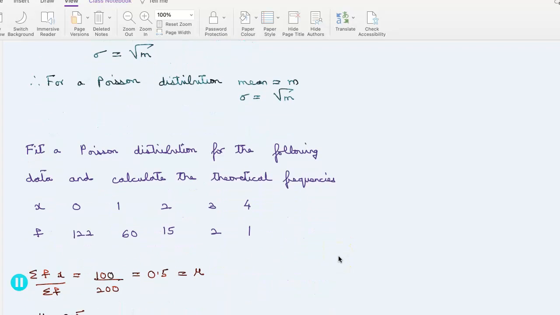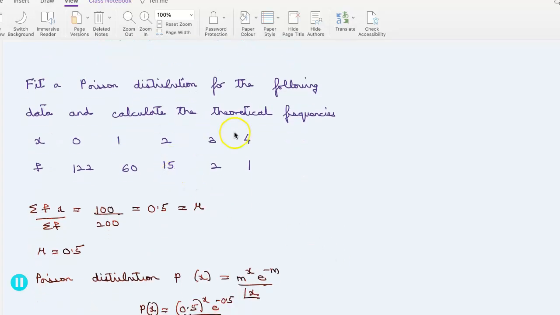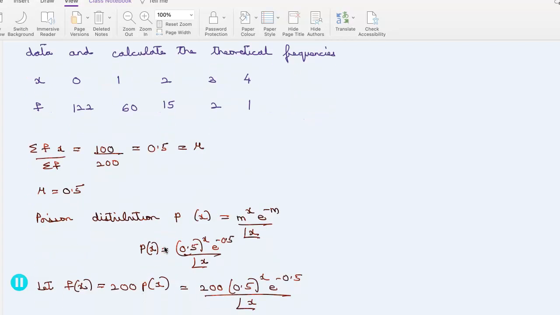Coming to problems, fit a Poisson distribution for the following data and calculate the theoretical frequencies. So you have x and f. So summation fx by summation f, if you calculate and multiply, you get summation fx as 100. And if you add the summation f, what do you get? 200. So this becomes 0.5, which is mu. So your mu is 0.5. So the Poisson distribution becomes px equal to m raised to x e raised to minus m by x factorial. What is this? The probability distribution for a Poisson distribution.